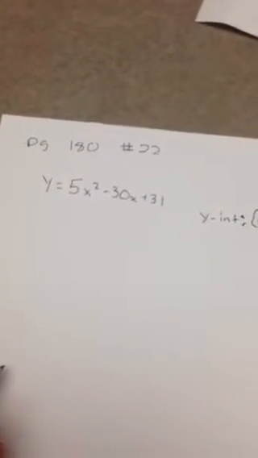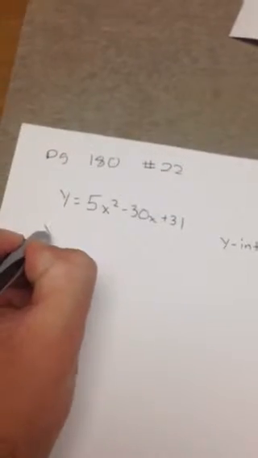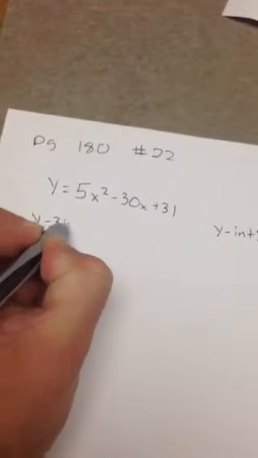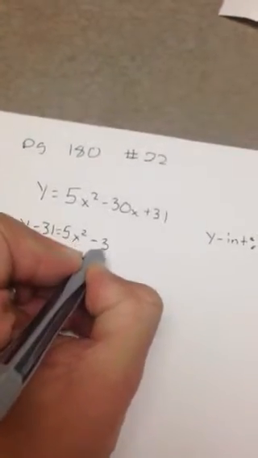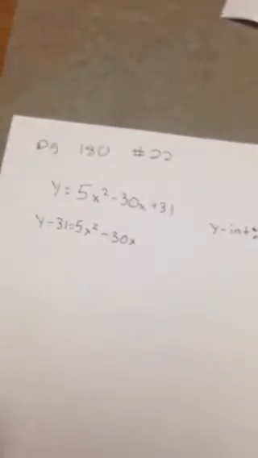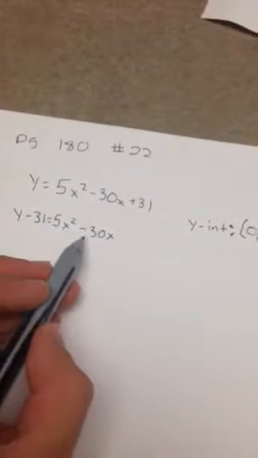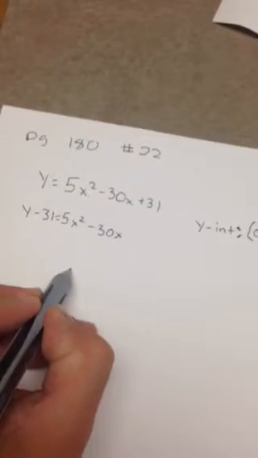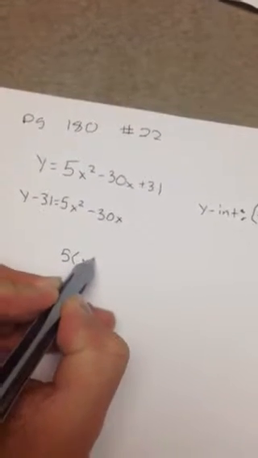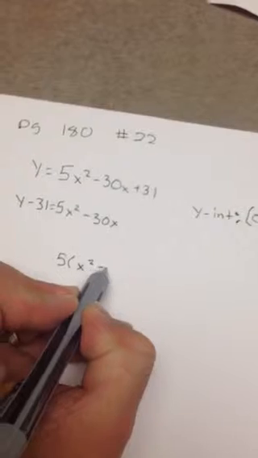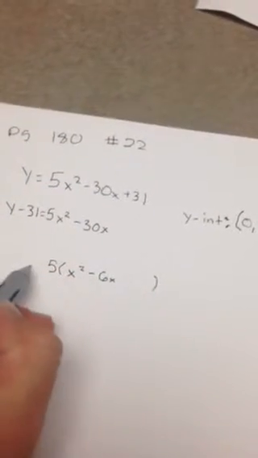Now we have to put this into vertex form. We're going to subtract 31 on both sides to get y minus 31 equals 5x squared minus 30x. We know that this is the a value that's in front of the x squared. We're going to factor that out. I'm going to leave a little bit of room because we know we're going to need to complete the square. There's some number that goes here.